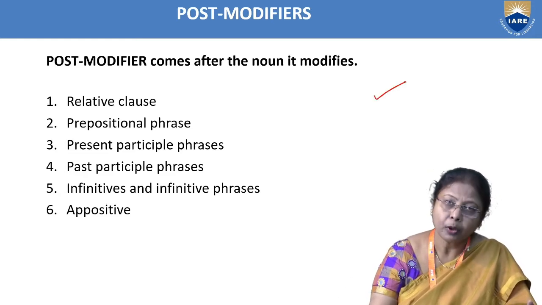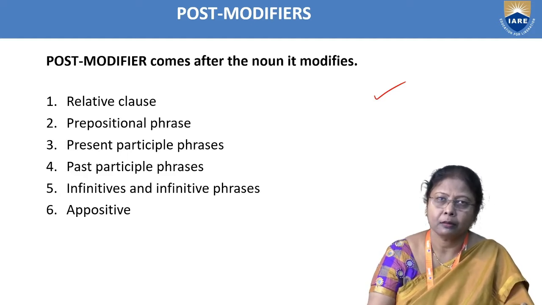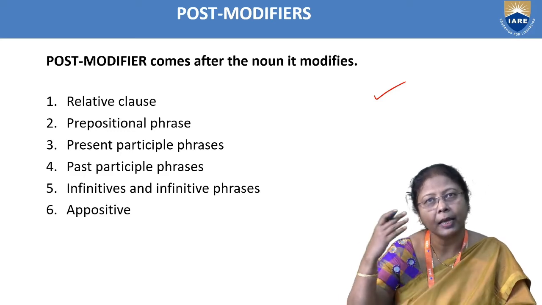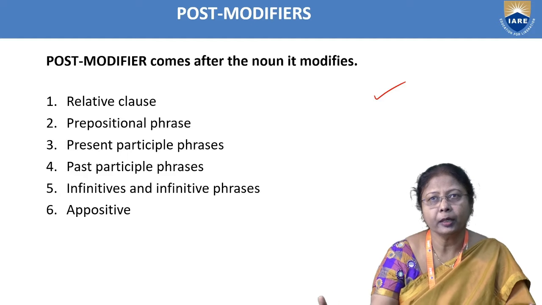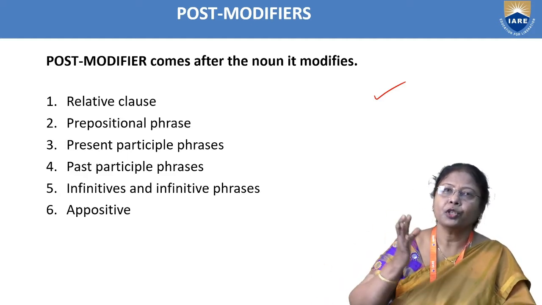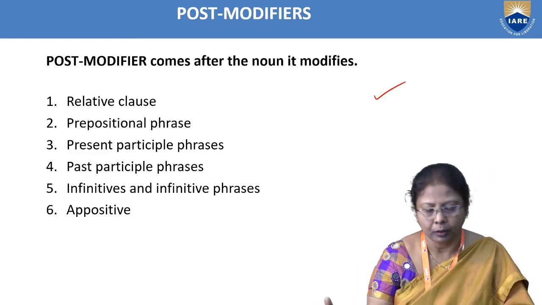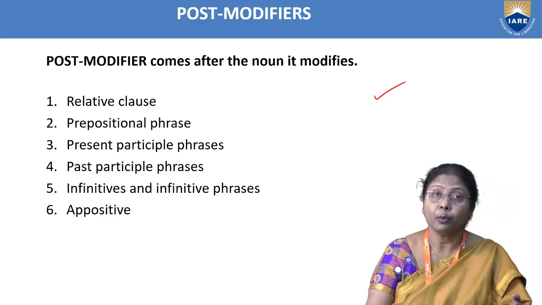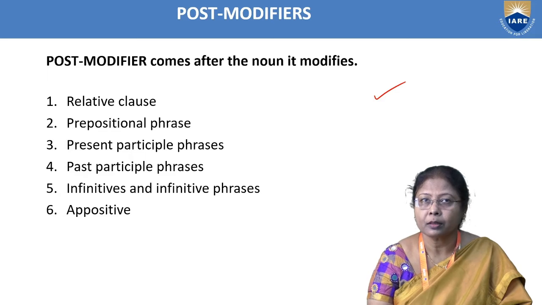What are these post-modifiers? By name itself, we can define this. A post-modifier is nothing but that which comes after the noun to modify it, or it modifies another noun. So here, what are the different types of post-modifiers? Let us see that. First one is a relative clause.